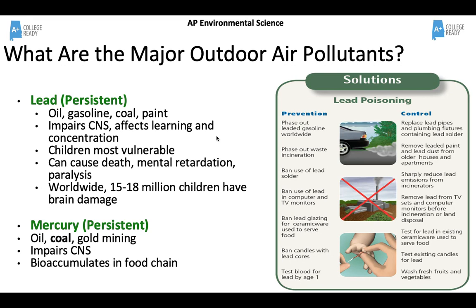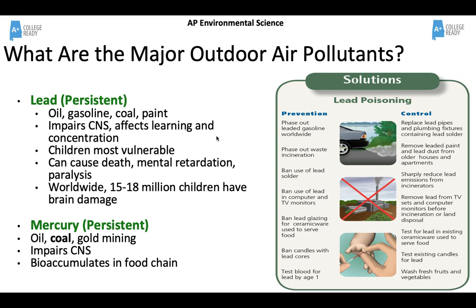So lead is going to come from things like oil, gasoline, coal, and paint. It impairs the central nervous system. It affects your learning and concentration. Children are the most vulnerable to lead poisoning. I'm sure you've heard about recalls with things like paint or antique. You have to be careful with antique children's toys or bassinets or what are baby beds called? Cradles, things like that, because if they're antique, then there's a chance that they have lead paint on them. It can cause death, mental handicaps, and paralysis.